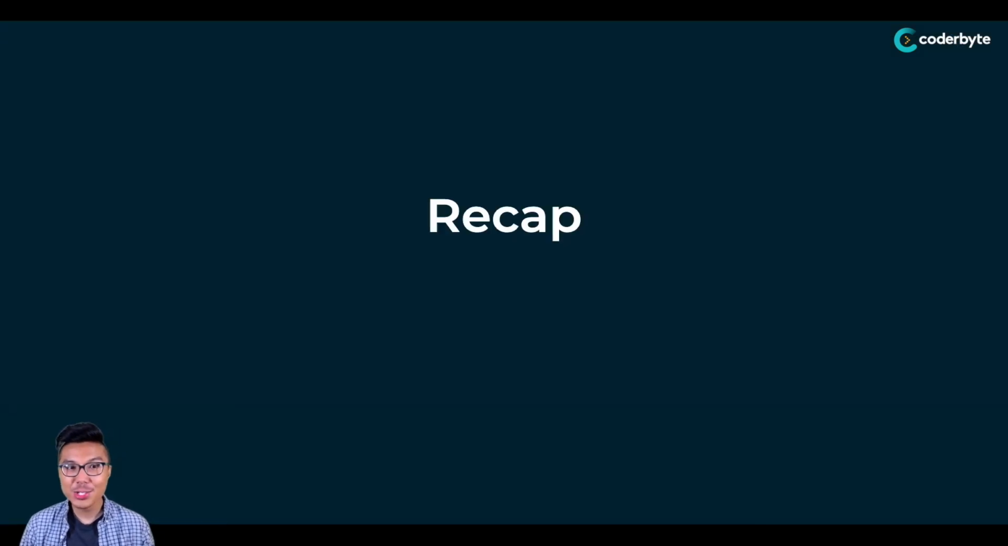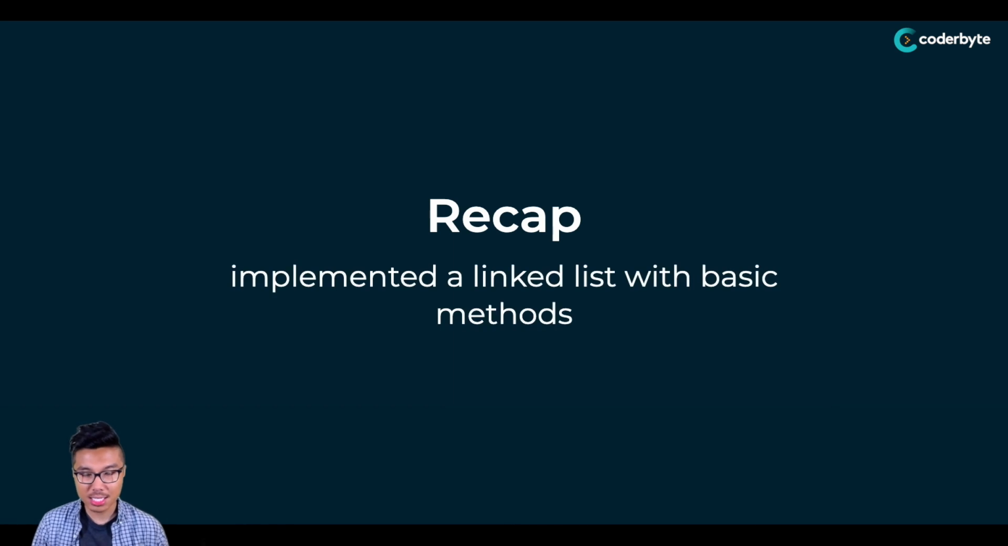So there you have it. There's your introduction into a linked list. What we did today was implement a singly linked list that supports basic methods like appending a new value to the end of the linked list, printing out all values of the linked list, as well as checking for existence of a value within that linked list. In the next video, I'll show you how to implement a linked list with recursive methods.